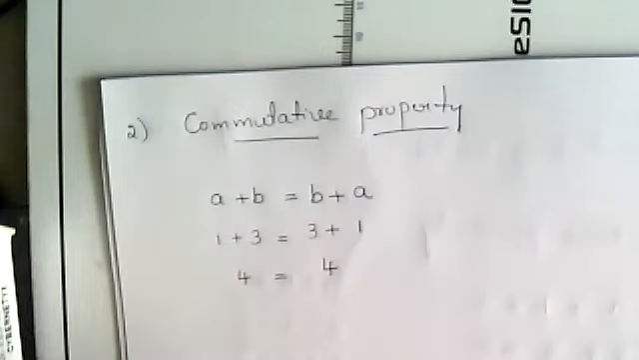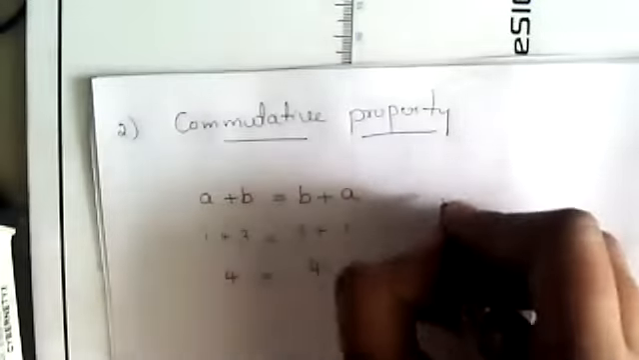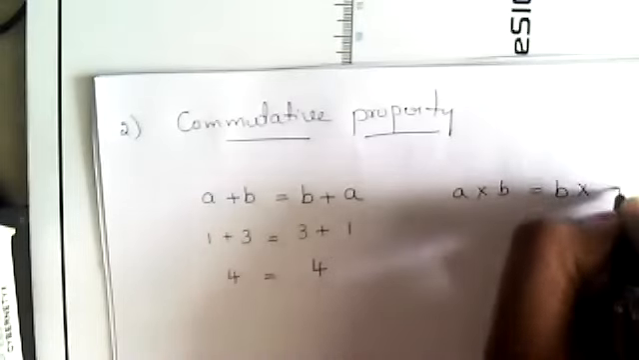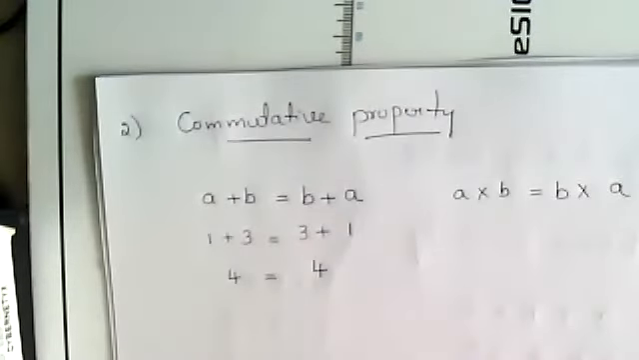Yes. So if I check for multiplication, A into B equals B into A. In multiplication also, 4 3s are 12, 3 4s are 12, correct? If we change the order, the product doesn't change. If we change the order of the numbers, the product doesn't change, correct? 5 2s are 10, 2 5s are 10.